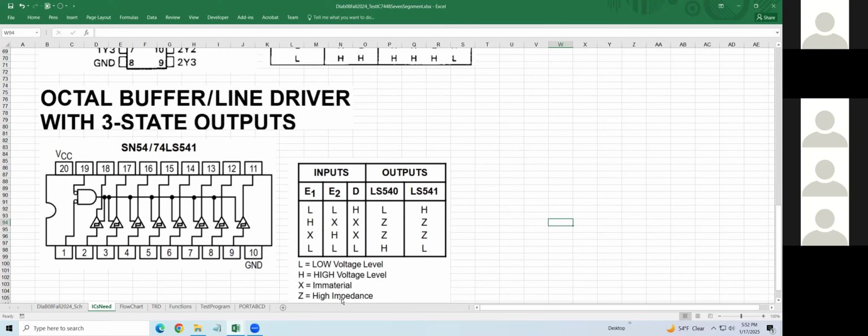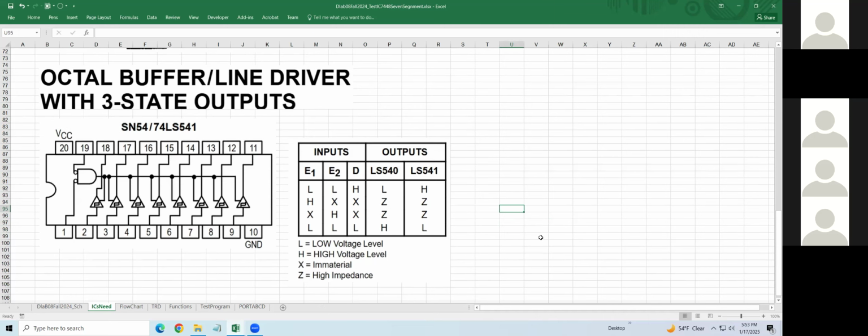You understand high impedance? That means it looks like this IC is not connected into the circuitry, so it cannot load any current. So either pin 1 or 19 at logic high, the output will be high impedance. U1, E1, E2 low, input low, output low. That's very simple.